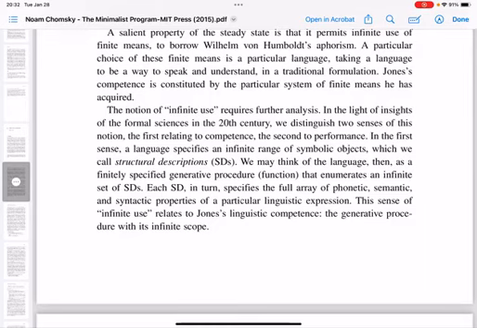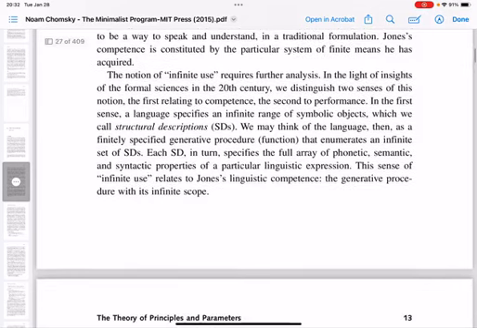In the light of insights of the formal sciences in the 20th century, we distinguish two senses of this notion. The first relating to competence, the second to performance.